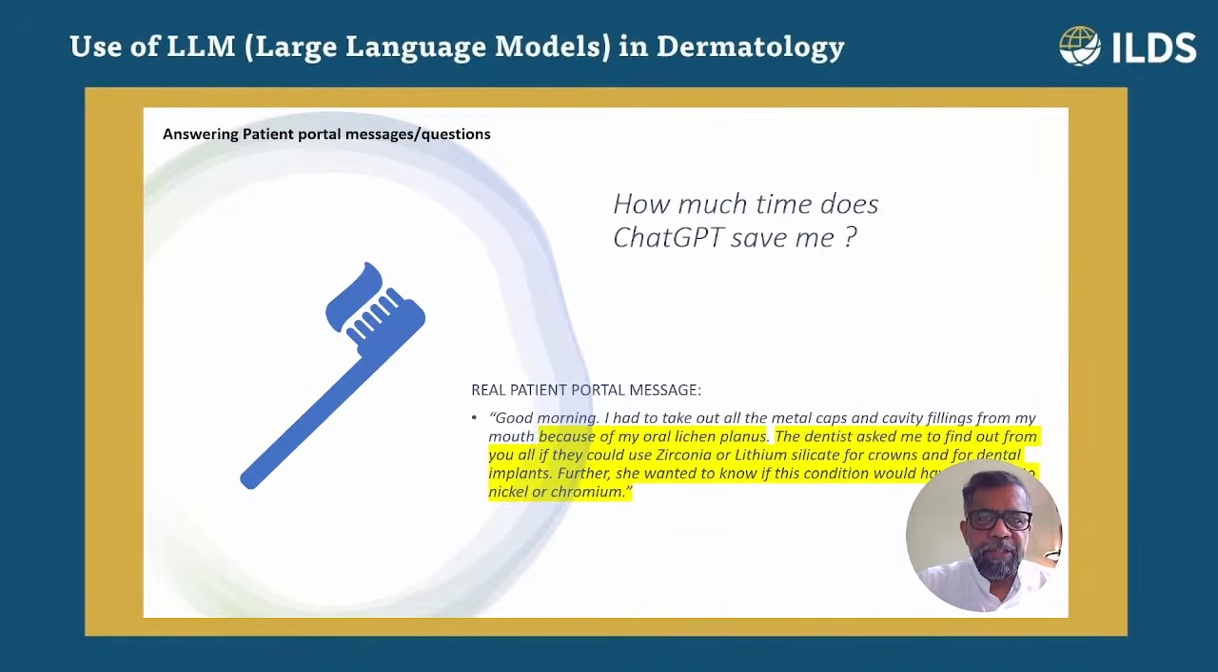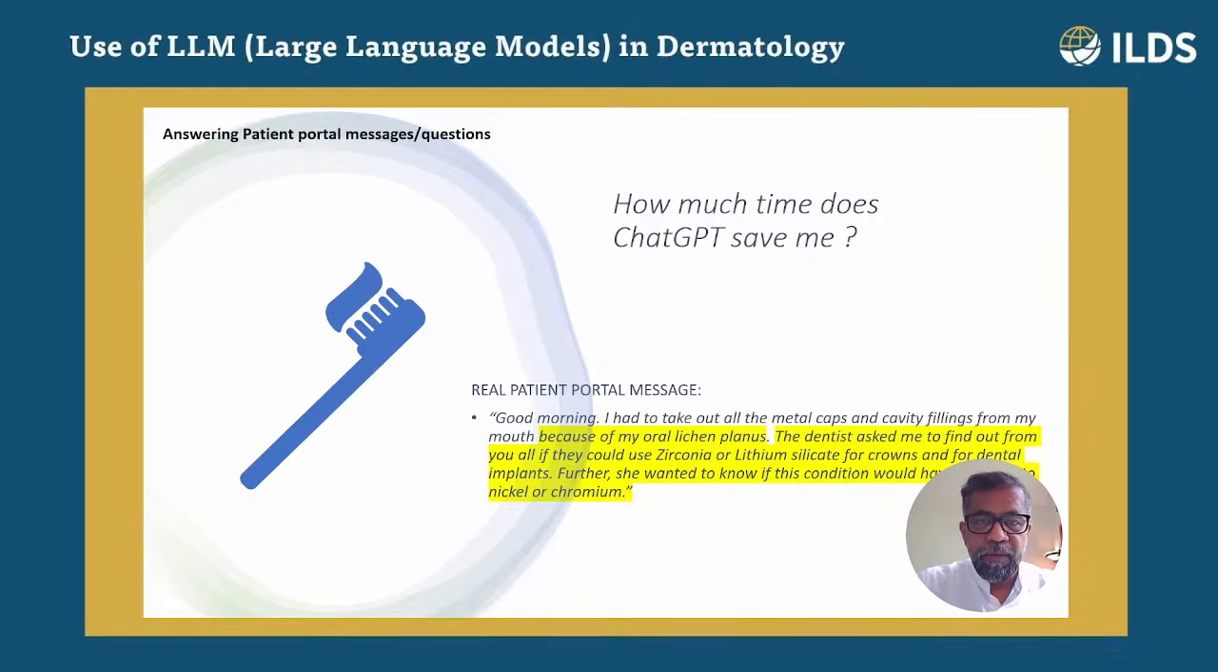Here is a real patient portal message. "Good morning. I had to take out all the metal caps and cavity fillings from my mouth because of my oral lichen planus. The dentist asked me to find out from you all if they could use zirconia or lithium silicate for crowns and for dental implants. Further, she wanted to know if this condition would have allergies with nickel or chromium."